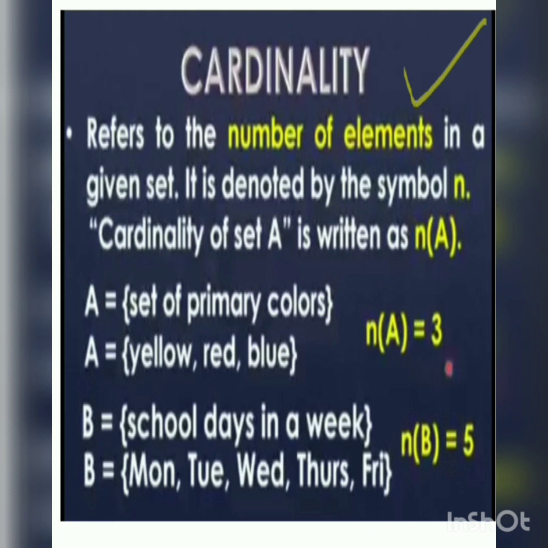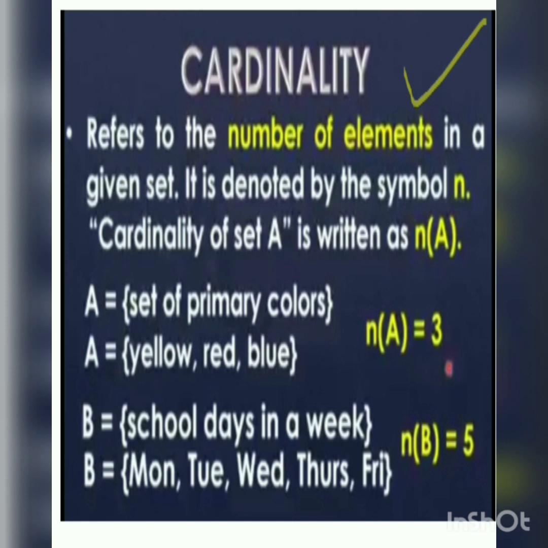Let's move towards another example, which is B is equal to school days in a week, that are selected: Monday, Tuesday, Wednesday, Thursday and Friday. We can count the number of elements: 1, 2, 3, 4 and 5. So n of B is equal to 5. The number n represents cardinality. We can also use the word cardinality instead of number of elements in a set.